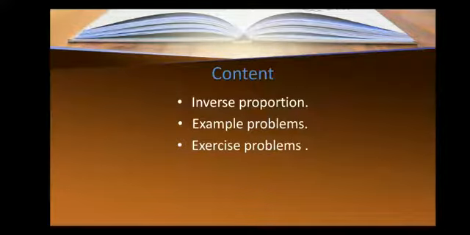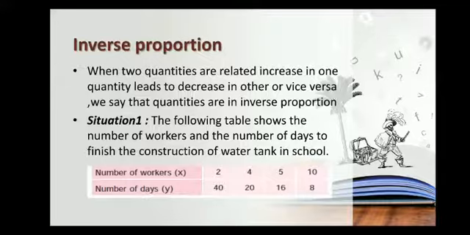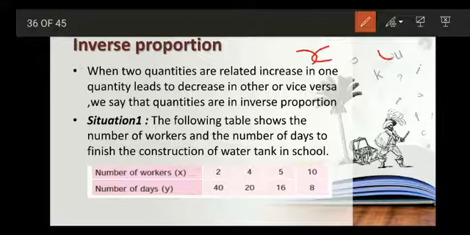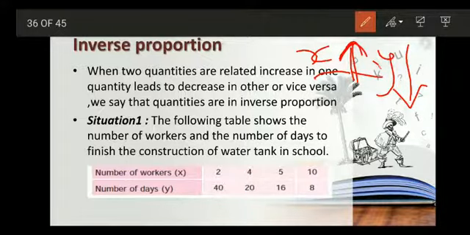In this video we are going to see what is inverse proportion, example problems and exercise problems. First we'll see what is inverse proportion. When two quantities are related, an increase in one quantity leads to a decrease in the other quantity. That is, when two quantities x and y are related, when the quantity x increases, the quantity y will decrease. Increase in one quantity leads to decrease in the other quantity, or decrease in one quantity leads to increase in the other quantity. Then we can say that those two quantities are in inverse proportion.